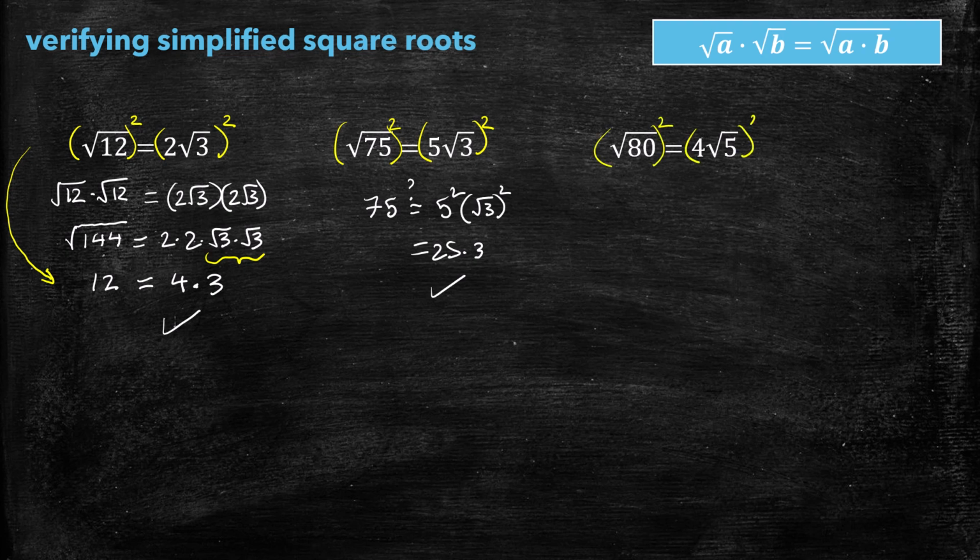Let's practice this one more time. The square root of 80 squared is just 80. Is that equal to 4 squared is 16. Rad 5 squared is 5. Yes, it works. And we're done.